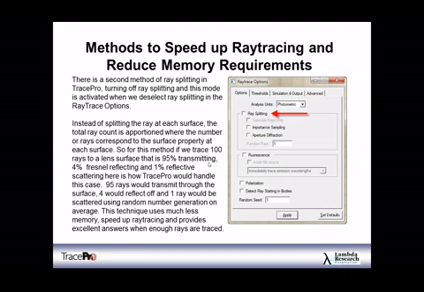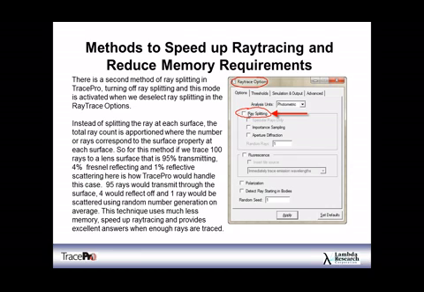Because of this, there's a second mode of ray splitting in TracePro. This is to turn it off. And this mode is activated when we deselect ray splitting in the ray trace options. So in the ray trace options, if I uncheck ray splitting, now I don't have the parent being split into child rays, each apportioned to the amount of power, or percentage, of each one of the surface characteristics. So instead of splitting the rays at each surface, the total ray count is apportioned so that the number of rays corresponds to the surface property characteristics at each surface.